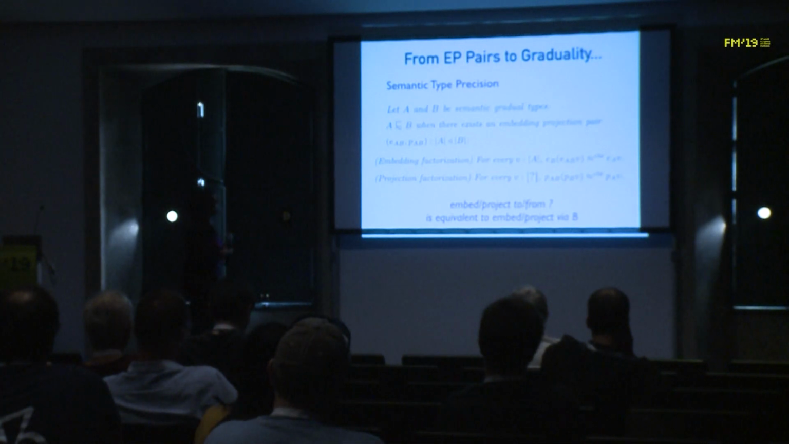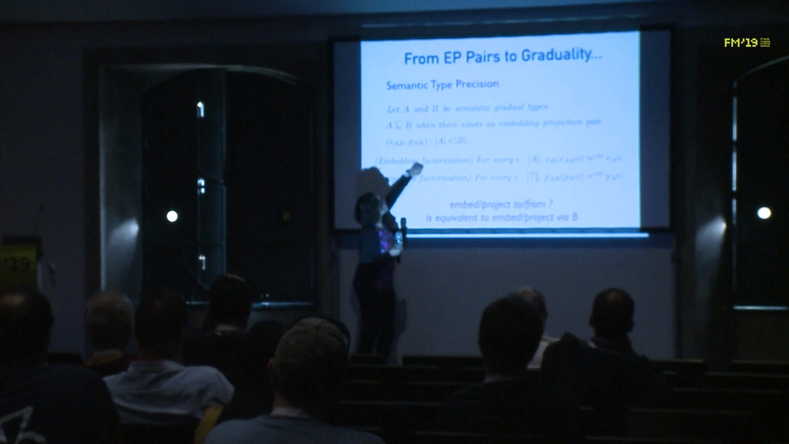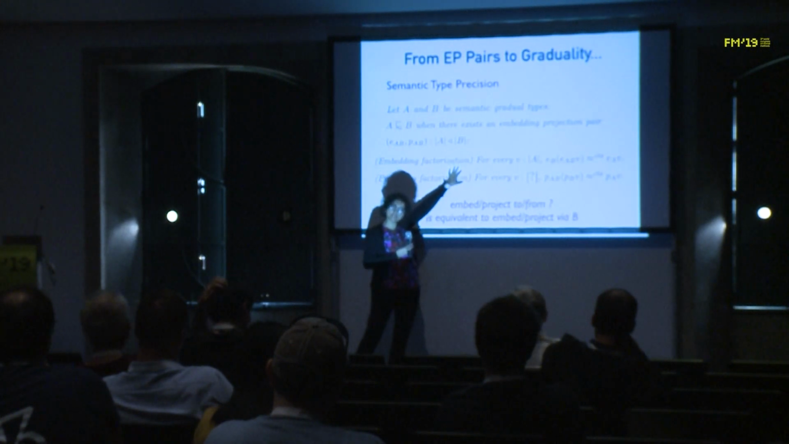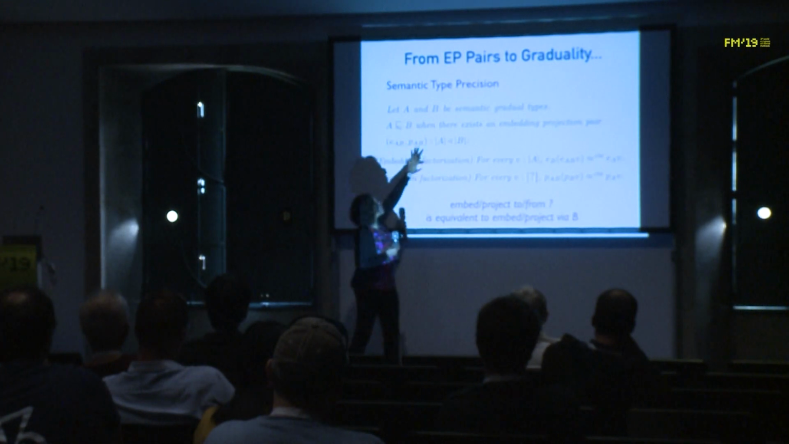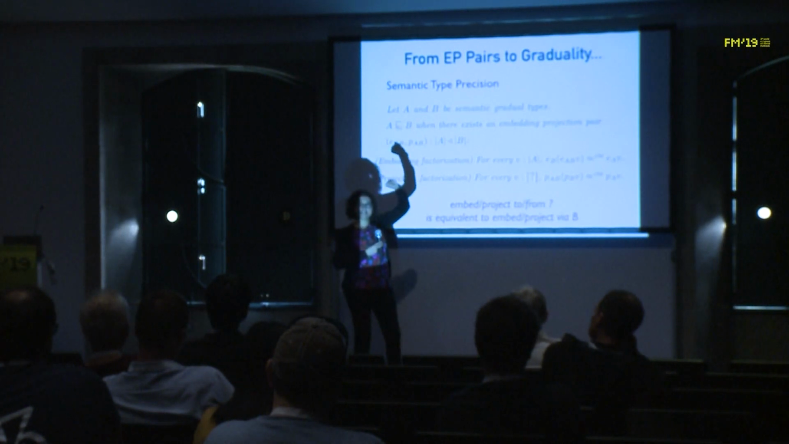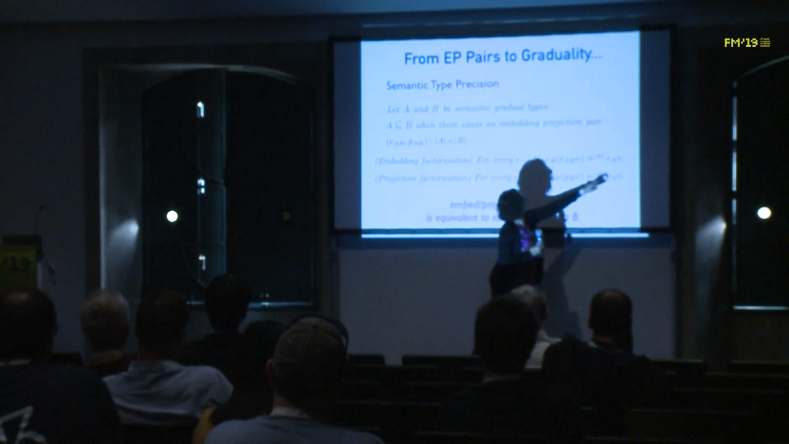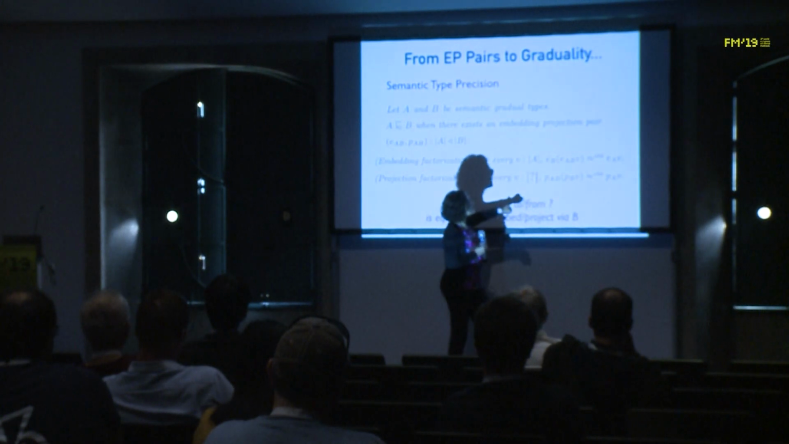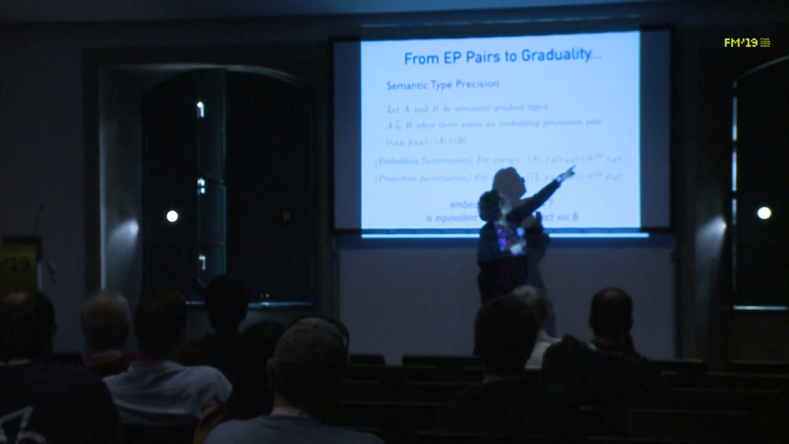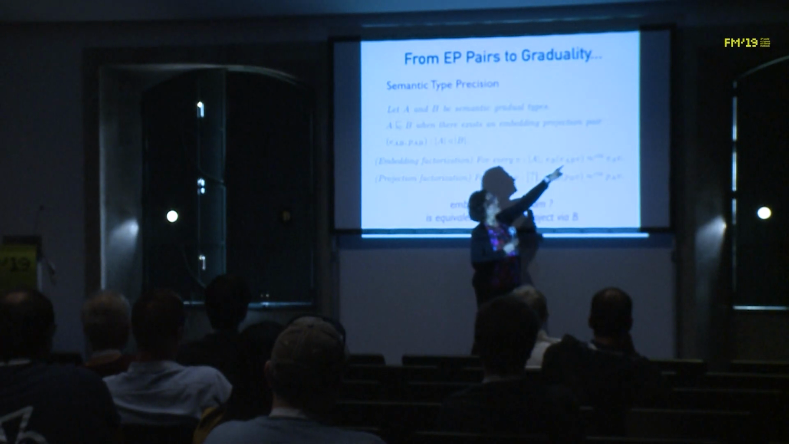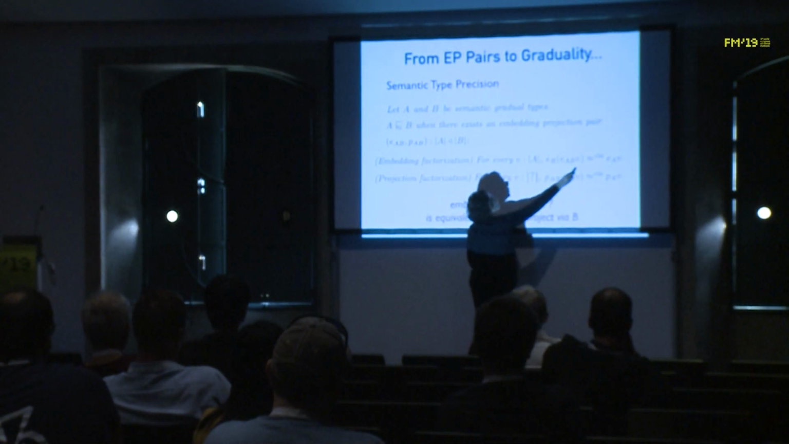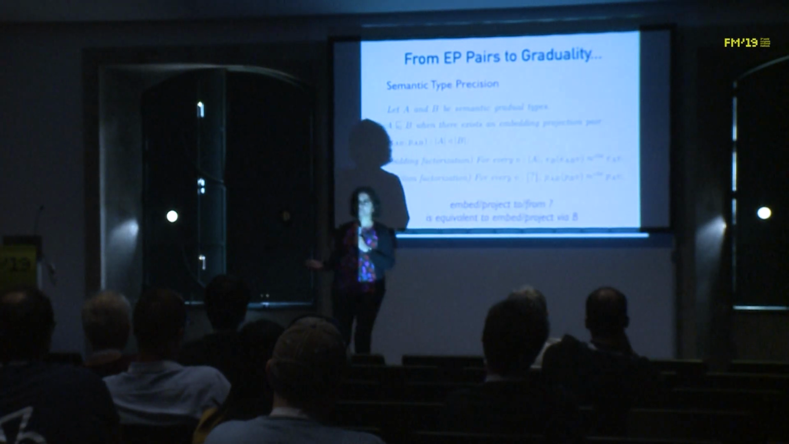So then we define this idea of semantic type precision. Basically semantic type precision just says that if A and B are these semantic gradual types, and you have this embedding-projection pair from A to B, then you have to be able to factorize this. So this is giving meaning to this cast from an arbitrary A to an arbitrary B via dynamic. And here's what we say. If you have a V that's of type A and you embed it into dynamic, then that is the same as taking the V, embedding it from A straight into B, and then going from B to question mark. In other words, go from A to question mark directly or go through B to question mark. You're going to have the same thing.